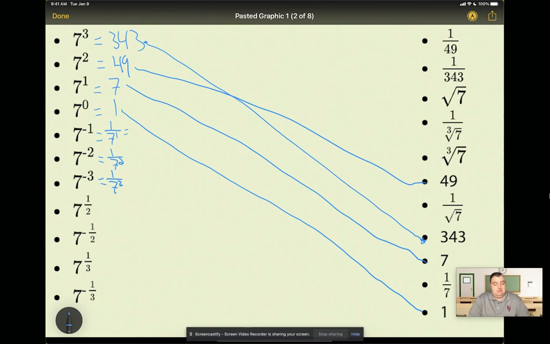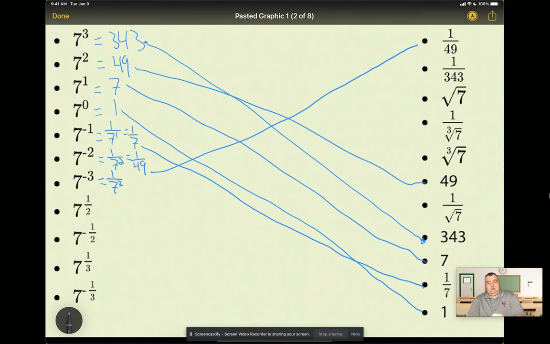So 1 over 7 to the first is going to be 1/7, and that should be a choice. That's going to be down here. 1 over 7 squared is going to be 1 over 49, and that's going to match all the way up here. 1 over 7 cubed is going to be 1 over, and we know that 7 cubed from up here is 343. So that's going to be 1 over 343. So that's going to match up here.